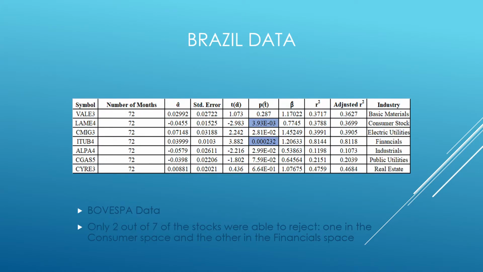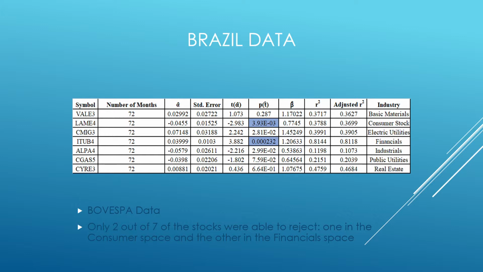And the first country is Brazil, and the index for Brazil is the Bovespa index. And as you can see, only 2 out of the 7 stocks were able to reject the null hypothesis, one in the consumer space and the other in the financial space. So what we can see here is that there's varying betas. There's betas from 0.53 all the way to 1.45. And the fact that only 2 shares were able to reject the null hypothesis shows that this sample held up pretty well as far as the CAPM asset pricing model is concerned, its ability to predict expected rate of returns.